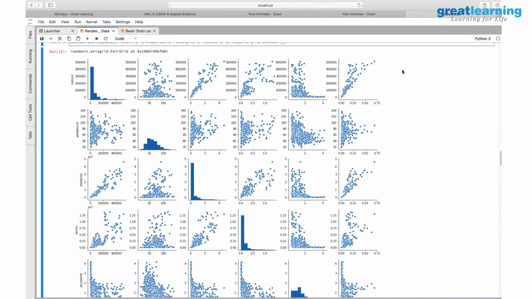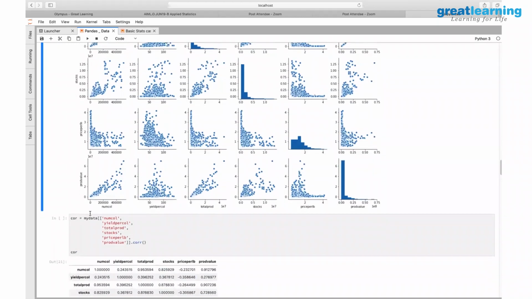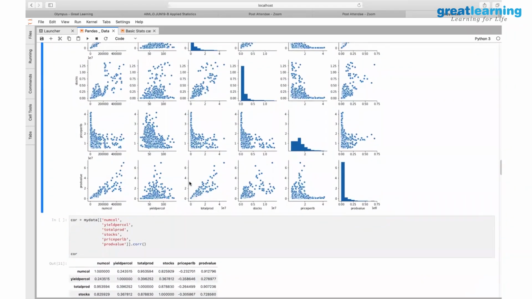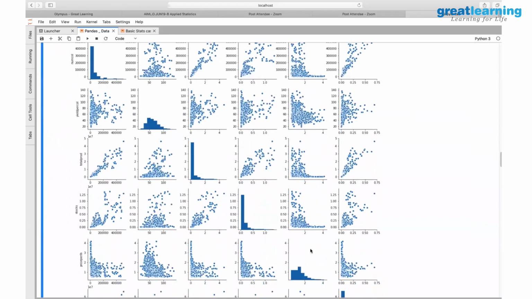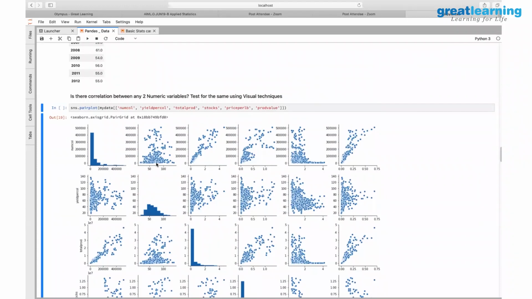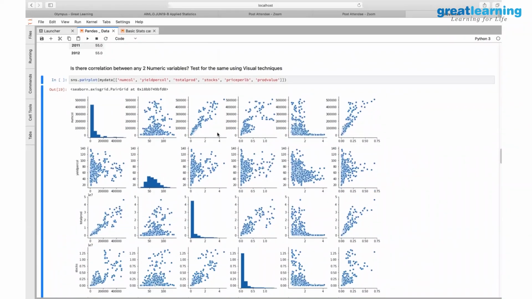If there are n variables, it produces an n by n grid, so every variable with every other variable. The first chart is numcol, and these are all the variables, and the same variables are listed in the horizontal also. So there is no way you can do a scatter plot for the same variable. Instead of that, it is replaced with a histogram. So the data distribution of that particular variable is shown in the diagonal, and all others are shown as scatter plots. So how do we interpret a scatter plot?